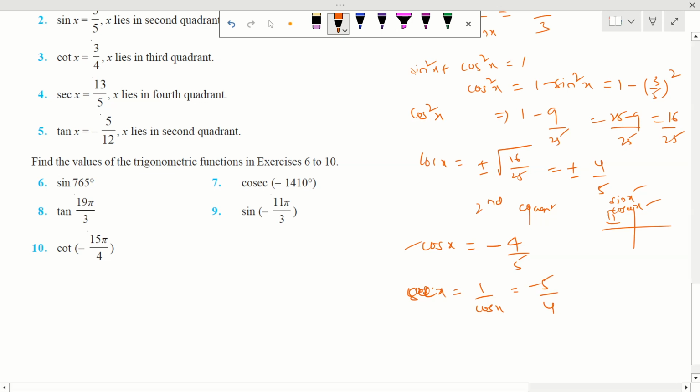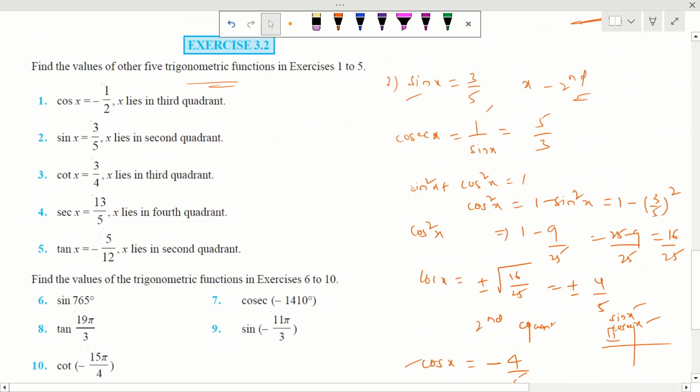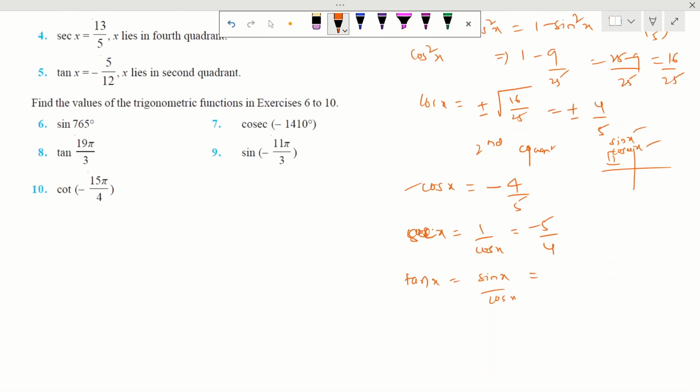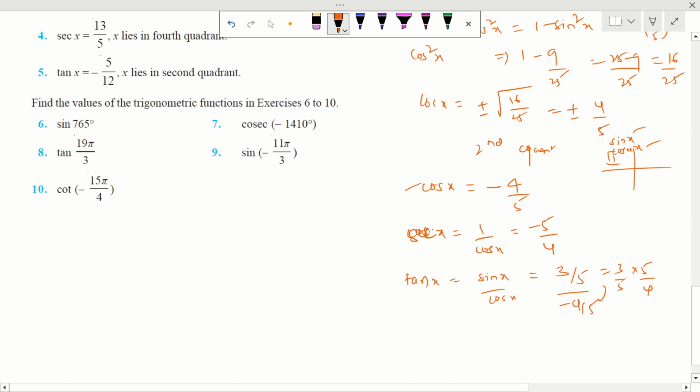Now we can find the tan x value easily. Tan x is sin x divided by cos x. Sin x is given as 3 by 5, and cos x is minus 4 by 5. So 3 by 5, and we take the reciprocal of the other, 5 by minus 4. The 5 will get cancelled, and tan x value is minus 3 by 4.